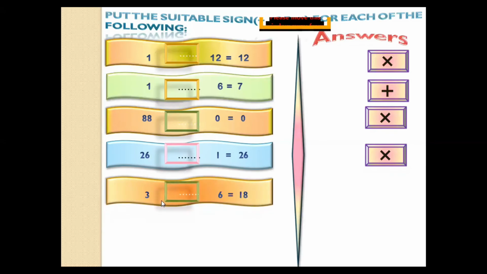Here we have 3 and 6 equals 18. What is the suitable sign? We can put here plus or by. If we put 3 plus 6, we must have 9. No, it doesn't work. So here we must put 3 by 6 to get 18. So the suitable sign here is by.